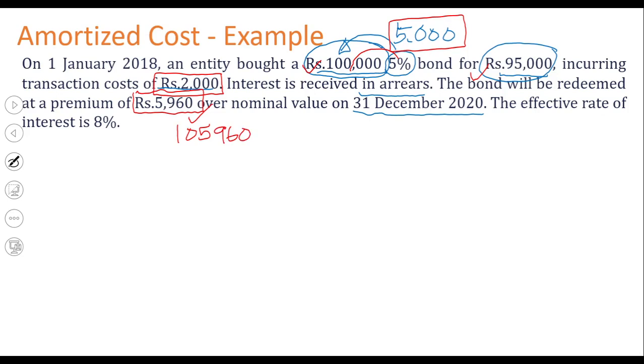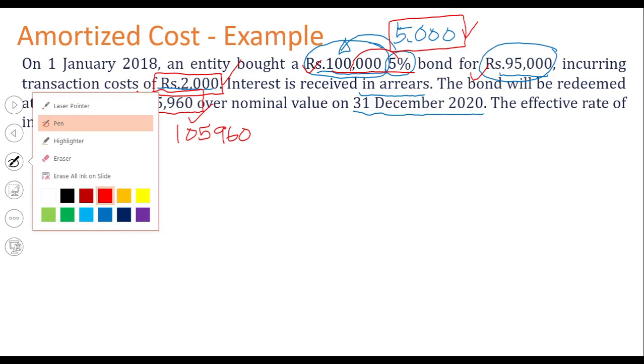Clear? So you can see by investing in this financial instrument, you are getting a 5,000 gain at the beginning because you take it at a discount. Then you have to incur a cost of 2,000, and annually you are getting interest of 5% into 100,000, and at maturity you are getting an excess amount of 5,960. So these are the returns that you are getting by holding this asset for a period of 3 years.